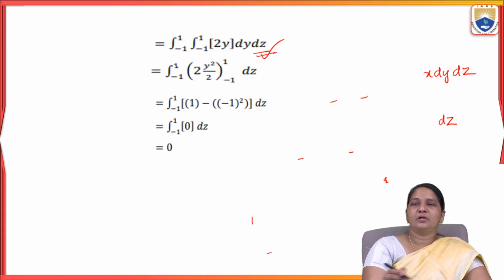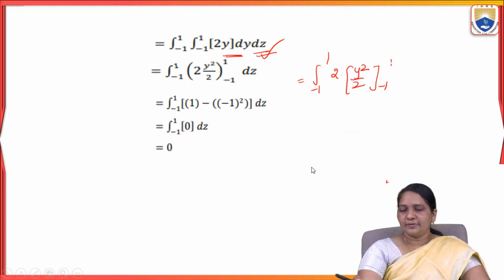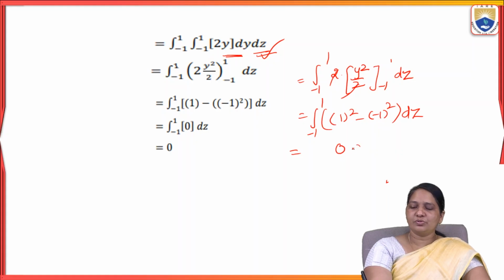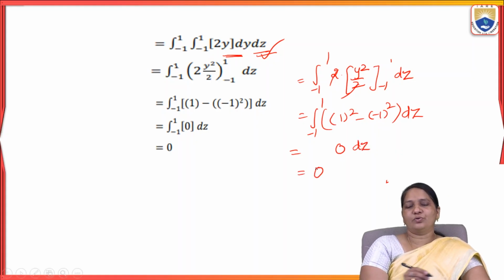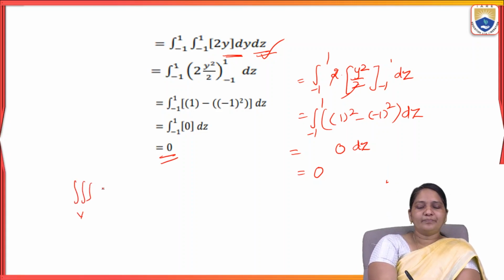So up to this step is completed. Now we are going to integrate with respect to y. So integral minus 1 to 1, 2 into integral y dy. Integral y dy is y²/2, limits are minus 1 to 1, dz. Now 2 will be cancelled. Integral minus 1 to 1 of y², that means 1² minus (minus 1)², dz. So here we got this value is 0. So 0 into dz is nothing but 0. So finally the final answer, the triple integral over V of del dot f dV, is 0.